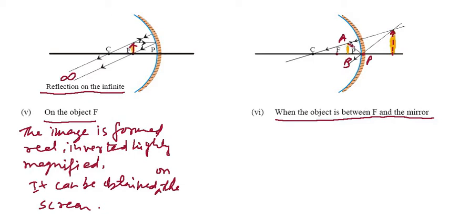When a ray is coming at the pole, it is reflected at the same angle. And when the ray is coming from the center of curvature, it comes back on its original path. So they seem to meet behind the mirror, and the image is formed A dash B dash.